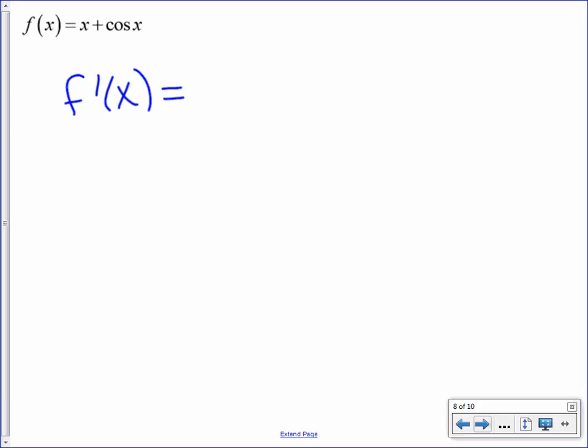What's the derivative of x? What's the derivative of cosine x? Negative sine x. So 1 minus sine of x. Done. I forgot the rule, that's fine. Okay, don't forget it.